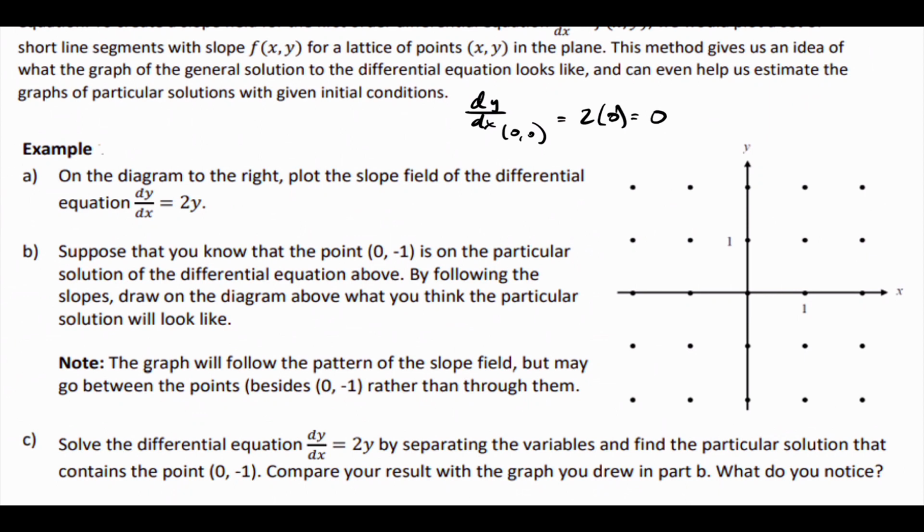What does a 0 slope line look like? If you saw a line that had a 0 slope, what would that line look like? Horizontal, right? It'd just be horizontal. And that's what we're going to do. We're going to draw a little horizontal segment right there. That shows that at 0, 0, the slope is 0.